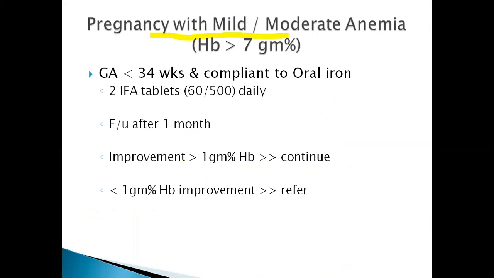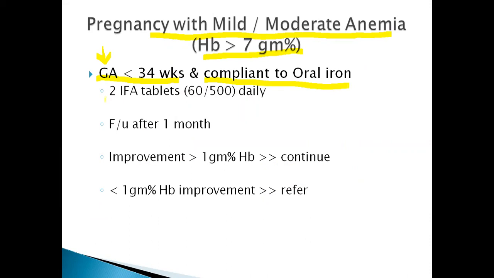The first subcategory is pregnancy with mild or moderate anemia, where hemoglobin is greater than 7 gram percent. The first category is all what is mentioned above, along with that, gestational age, this GA stands for gestational age, is more than 34 weeks, and the lady is compliant to oral iron.